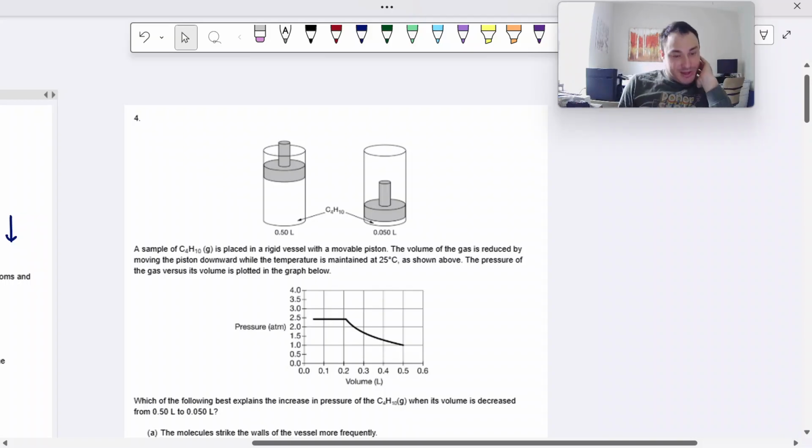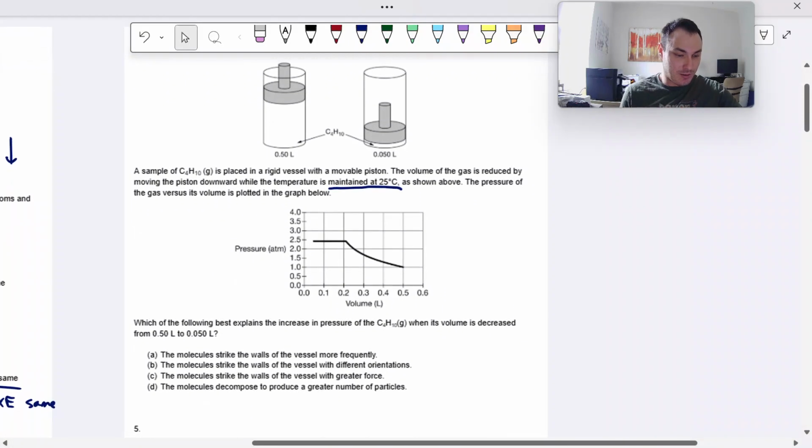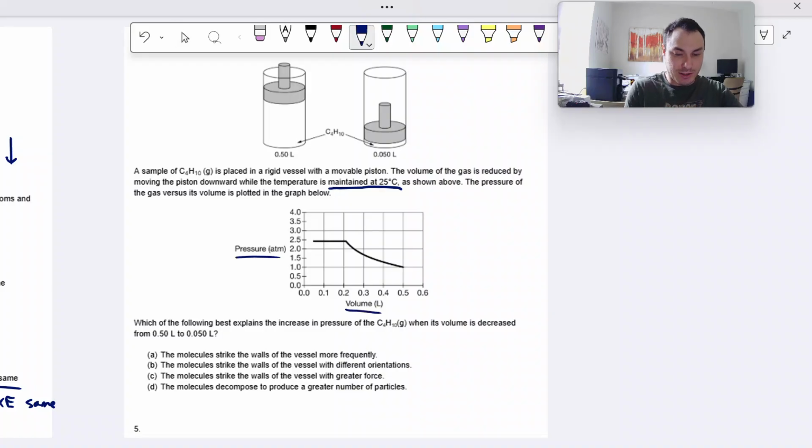Right, 4, it looks like we have a piston here compressing, so we are lowering the volume. A sample of C4H10 is placed in a rigid vessel with a movable piston. The volume of the gas is reduced by moving the piston downward while the temperature is maintained at 25 degrees Celsius. So we are not changing temperature. As shown above, the pressure of the gas versus its volume is plotted in the graphs below. Which of the following best explains the increase in pressure when the volume is decreased from 0.5 liters to 0.05 liters? So we have a graph of pressure versus volume, not pressure versus time.